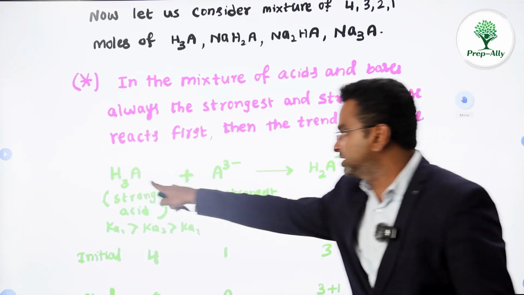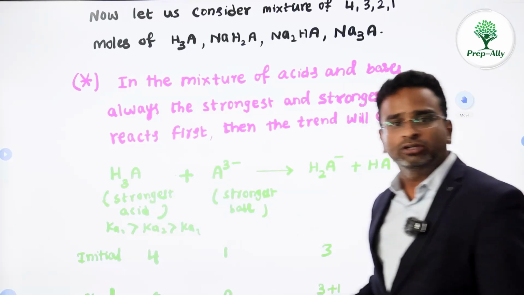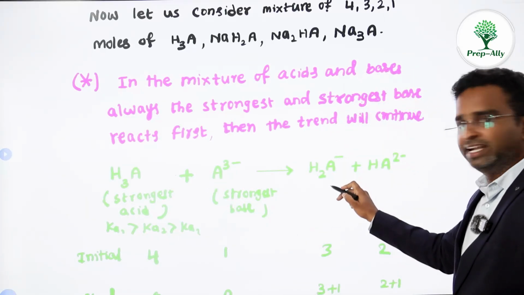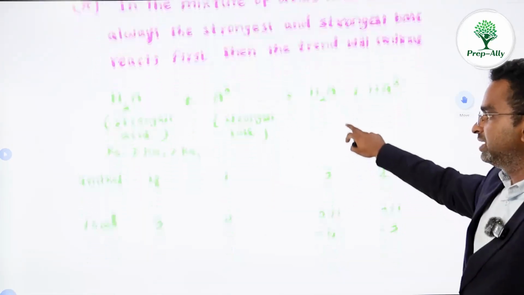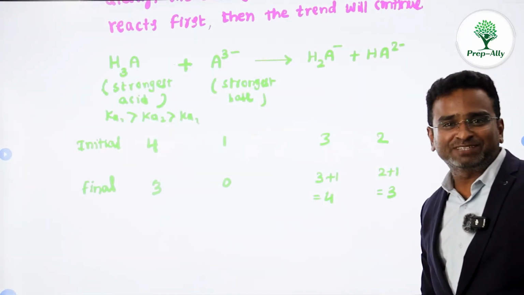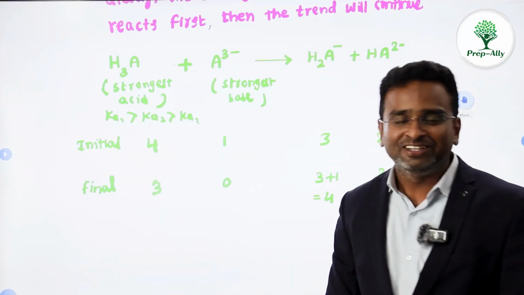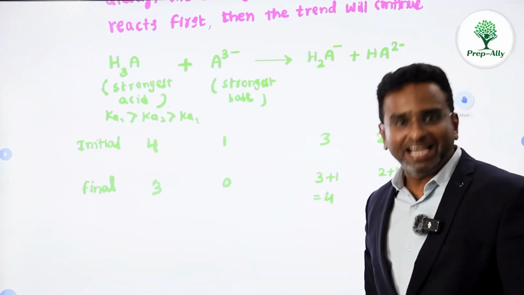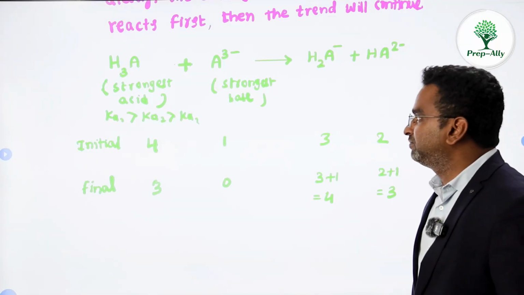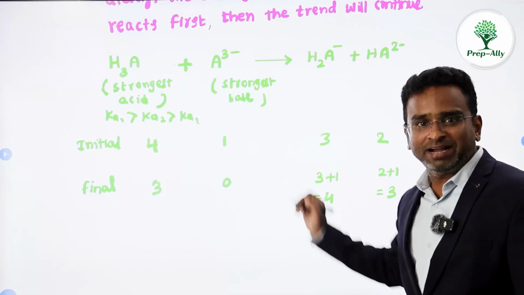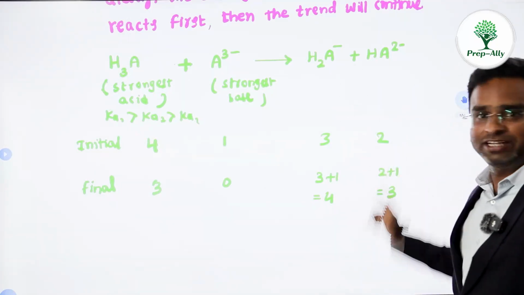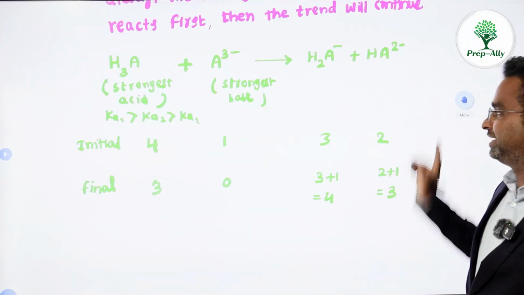So the strongest acid is H3A, the strongest base is A3 minus. Obviously this H plus ion will transfer to A3 minus and it becomes H2A minus plus HA2 minus. Now let us start the game. It's more interesting now, right? Initially they have given 4 moles of H3A, 1 mole of A3 minus, 3 moles of H2A minus, and 2 moles of HA2 minus.